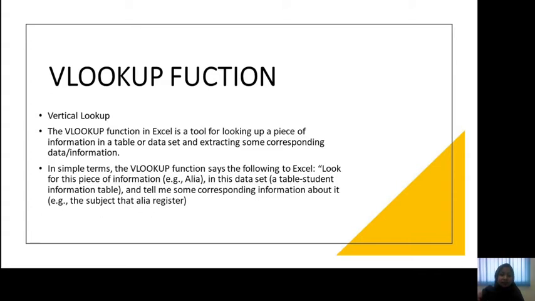And the VLOOKUP function says the following to Excel: look for this piece of information. For example, we want to look for Alia. Alia means student name. Look for Alia's information in this data set or table, meaning the student information table, and tell me some corresponding information about it. For example, we want to identify Alia's student ID or who is Alia's academic supervisor.